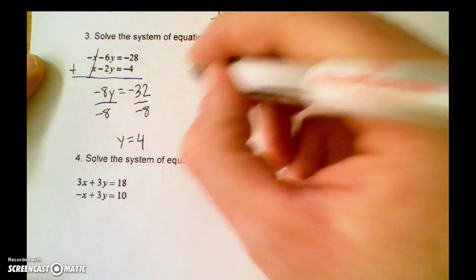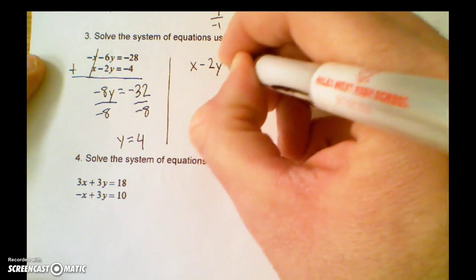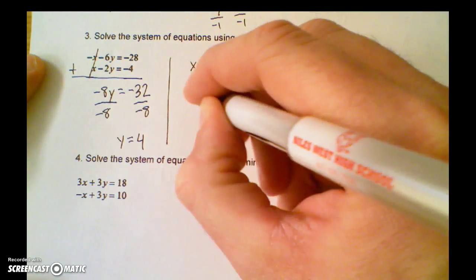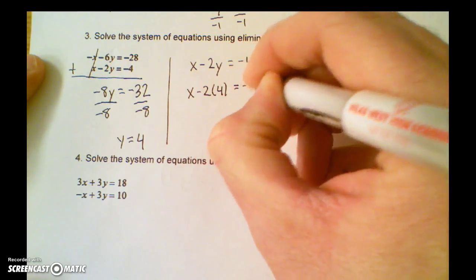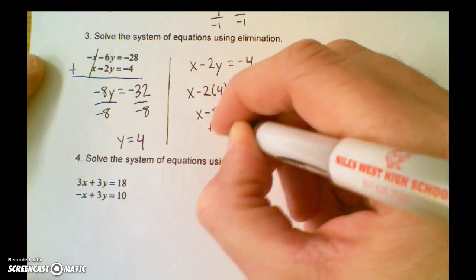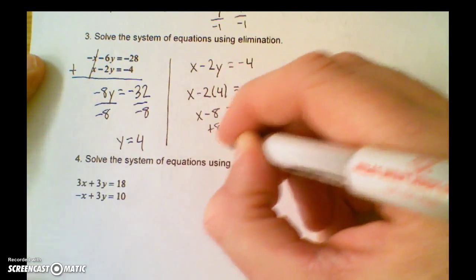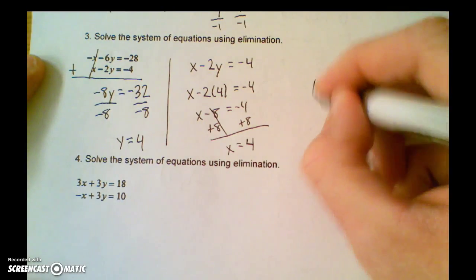Plug my y value into either of my equations. I'll do the second equation this time, just to show you that it doesn't matter which equation you choose. X minus 2 times 4 equals -4. X minus 8 equals -4. Plus 8 plus 8. X equals 4. So 4, 4.